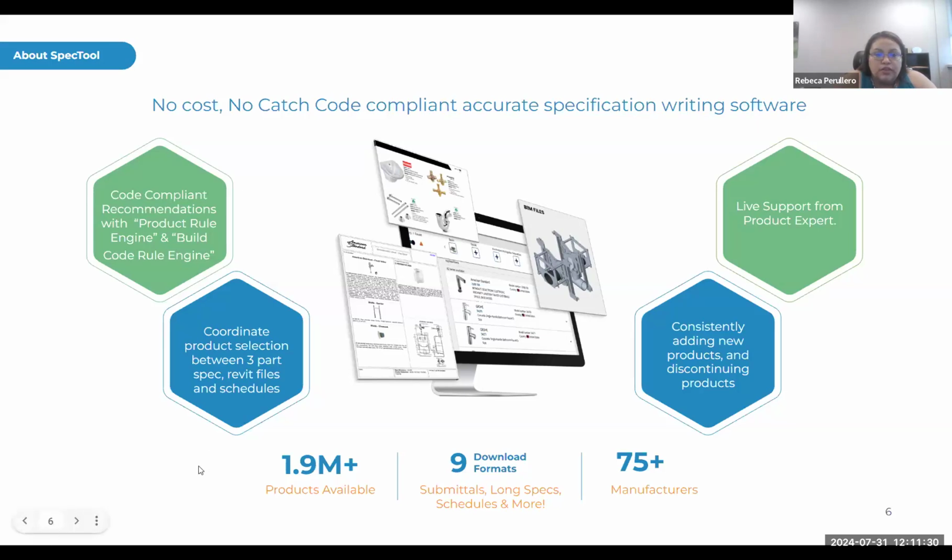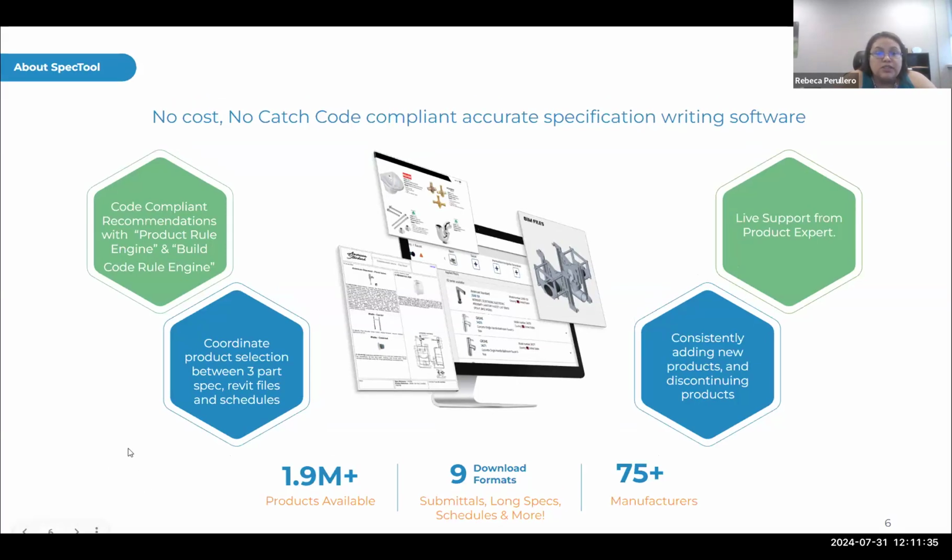We have 75 different manufacturers on the ATS SpecTool, which means that we have over 1.9 million products on there. So it's everything that would meet your specific Division 22, Division 10 specification. And we're consistently adding new products. So as manufacturers launch new connected solutions or any type of new technology, we're making sure that those products are available to you on our specification tool.